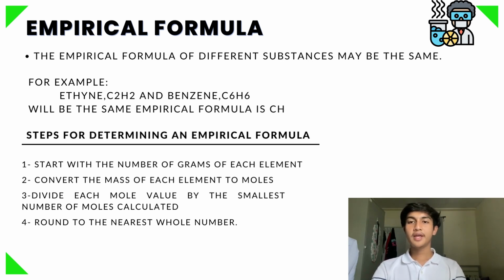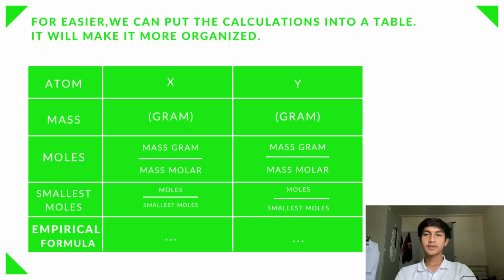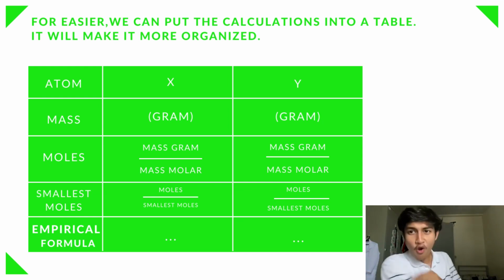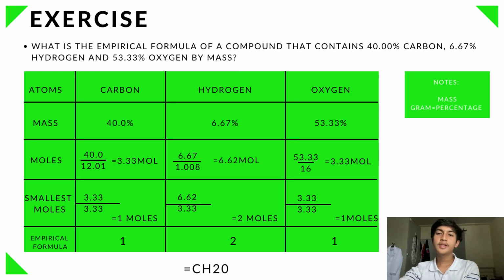Steps for determining an empirical formula. First, start with the number of grams of each element. 2. Convert the mass of each element to moles. 3. Divide each mole value by the smallest number of moles calculated. And last one, round to the nearest whole number. So guys, don't worry, I've created a table to make it easier. We can put the calculation into the table. It will make it more organized. So let's do the exercise.